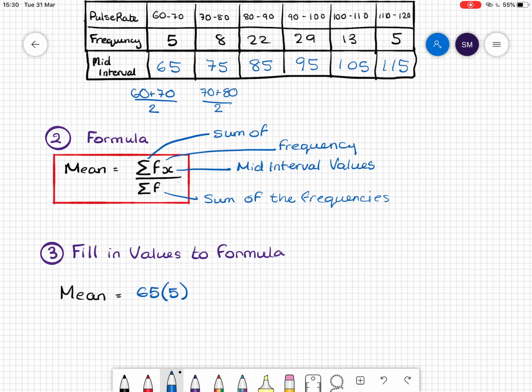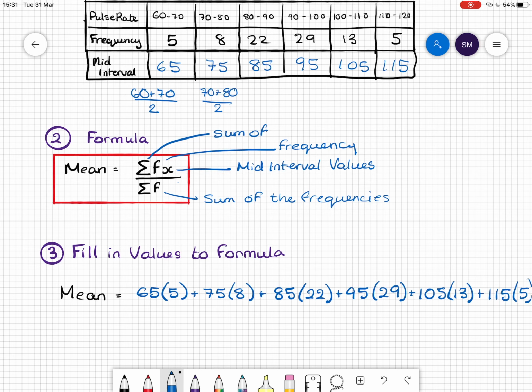For the second column then, it's going to be plus, because we're dealing with the sum, so that's addition, 75 times our frequency for that interval, which is 8, plus 85 by 22, plus 95 by 29. So I'm using the mid-interval values all the time, and then their frequencies that it's related to, plus 105 times 13, and lastly, plus 115 times 5.